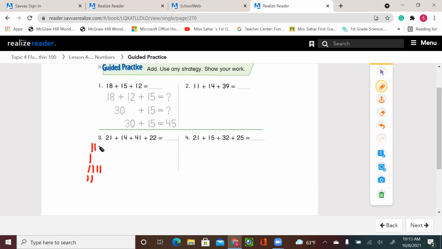So what we have here, let's count all the tens. We have 2 tens plus 1, that's 3, 4, 5, 6, 7, 8, 9. So I have now 9 tens. I'm going to write 9 tens. Remember, these are my tens.